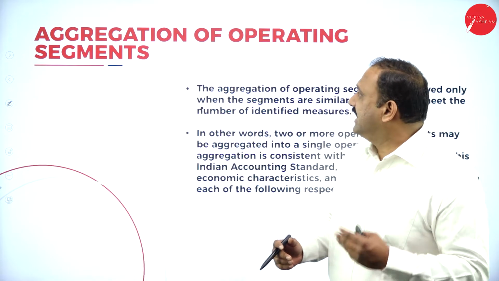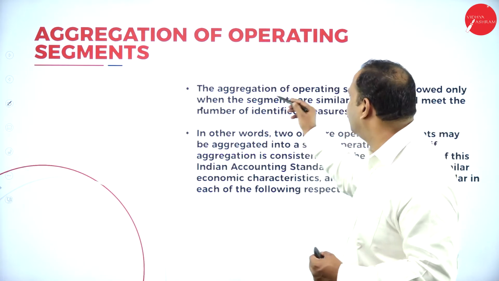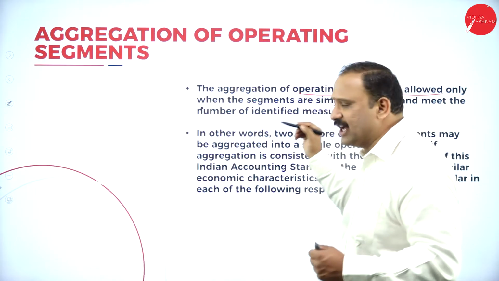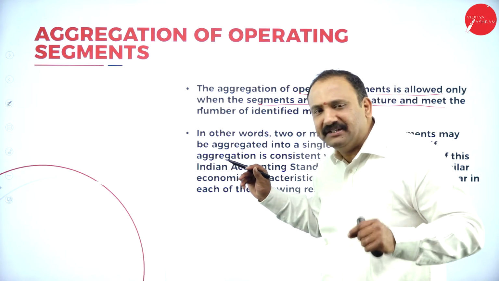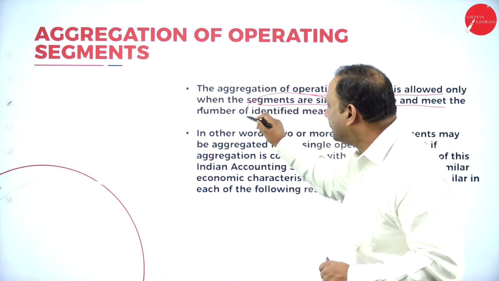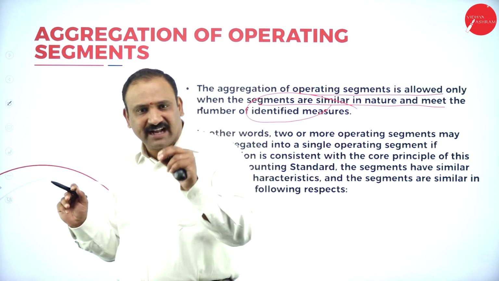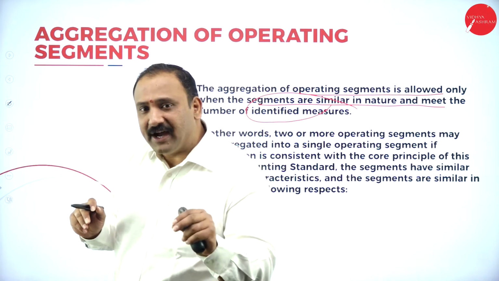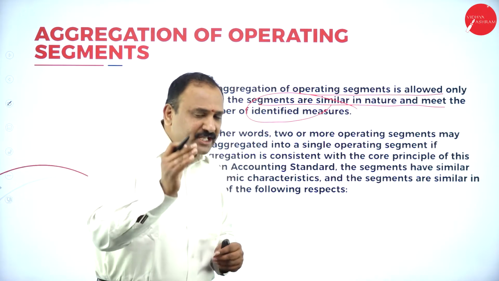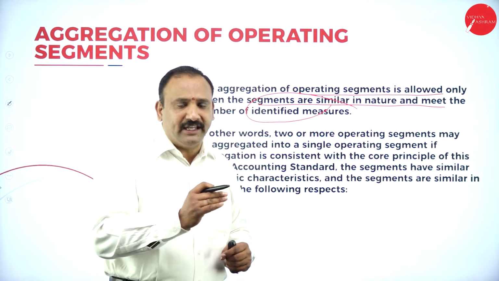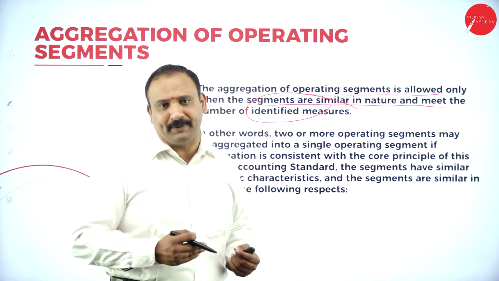Moving further, the aggregation of the operating segments. The aggregation of the operating segments is allowed only when the segments are similar in nature and they meet a number of identified measures. Now, there are certain factors which have been identified by the chief operating decision maker, who believes that based on these factors only, we will be able to identify the resource coming out from that operating segment.